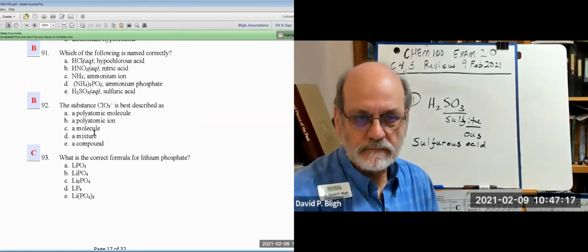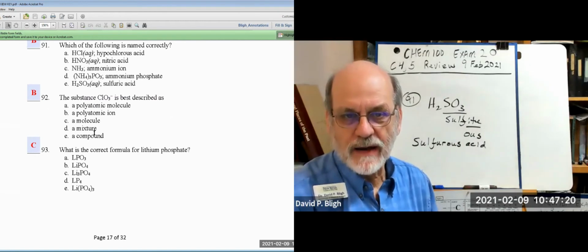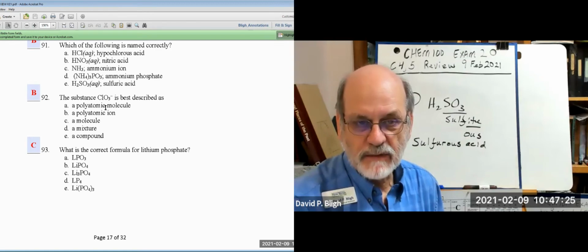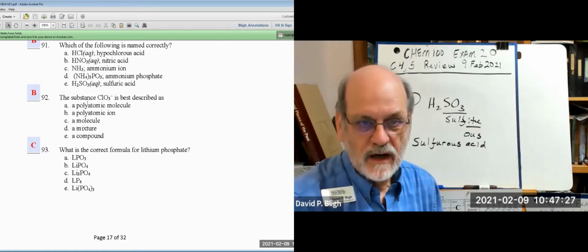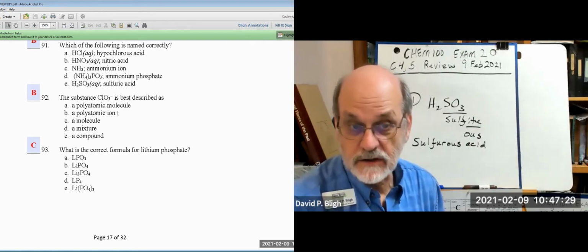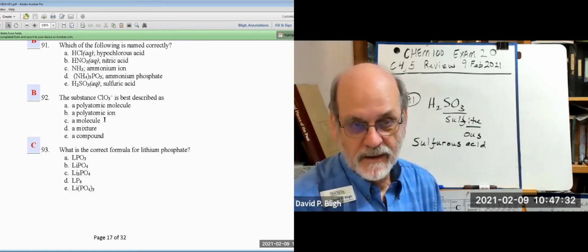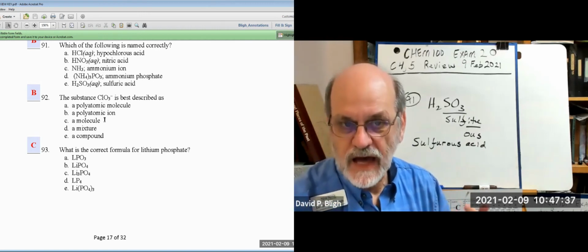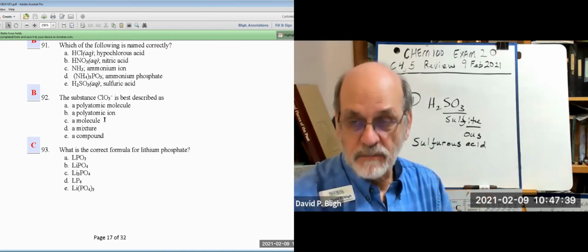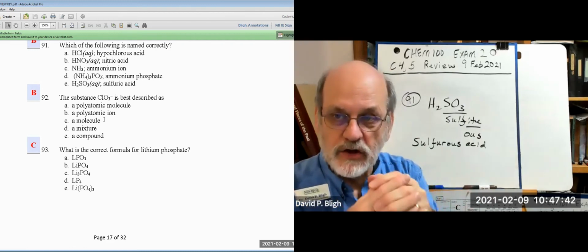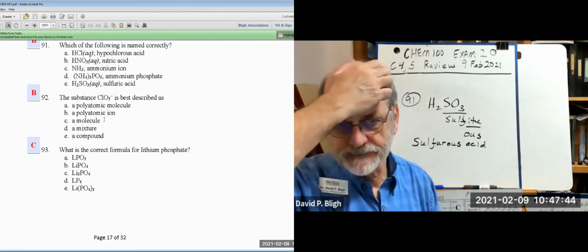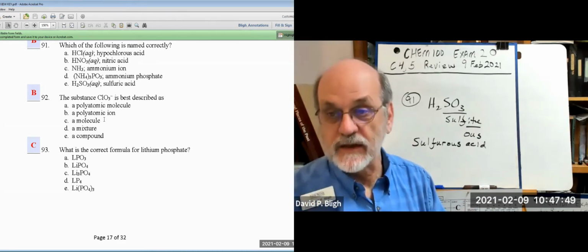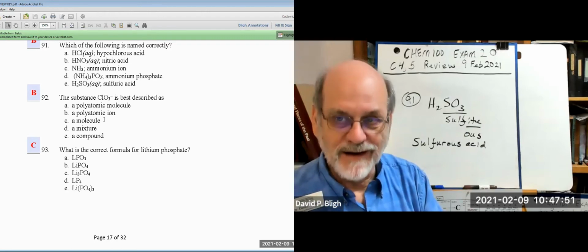92. ClO3 is best described as, what is it? A polyatomic ion. That's it. It's molecular, but it's not a neutral molecule. It's an ion. And it's polyatomic because it behaves as a single unit in reactions. So here we want to pick the best answer. And the best answer is polyatomic ion.